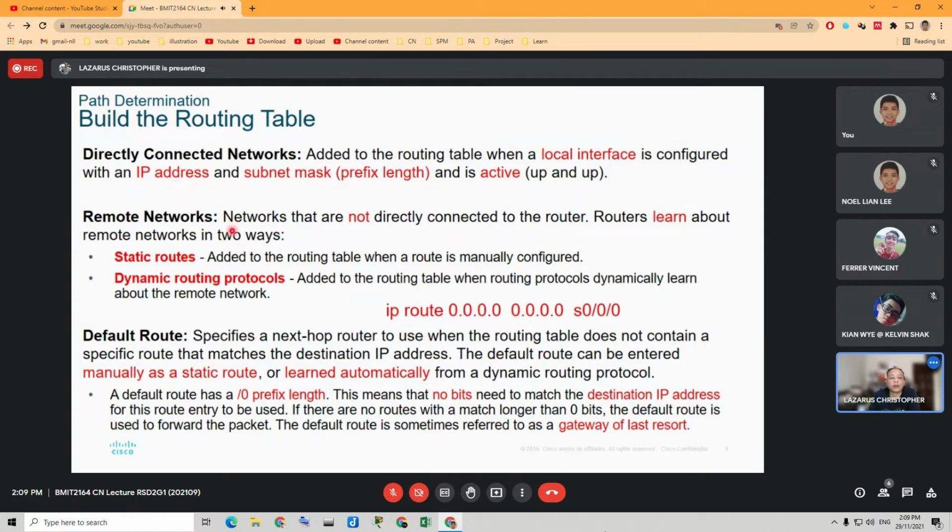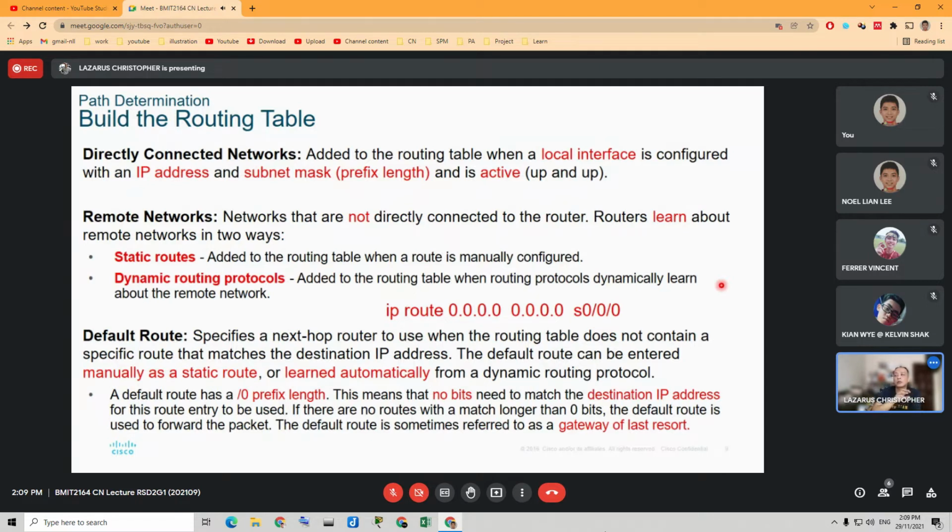Next, remote networks, not directly connected. Routers may learn about remote networks in two ways. Static routes are manually configured: the administrator knows the remote network addresses, so they configure them. Or automatically, dynamically, meaning other routers will share their directly connected networks with other routers.